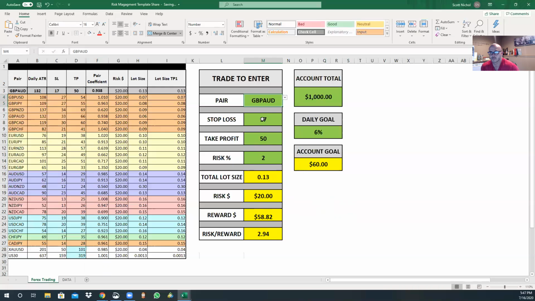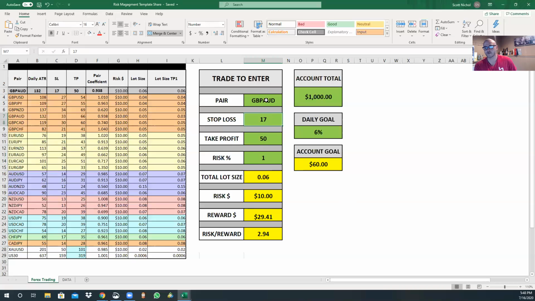Other than the stop loss and take profit, those you have to enter manually. But as far as managing your risk, if you're at 3%, 4%, 5%, or if you're just getting started and only risk 1%, it doesn't matter, because it's going to tell you what your lot size is based on the pair. So hopefully that helps, guys. If anybody wants this, I'll send it out to you.